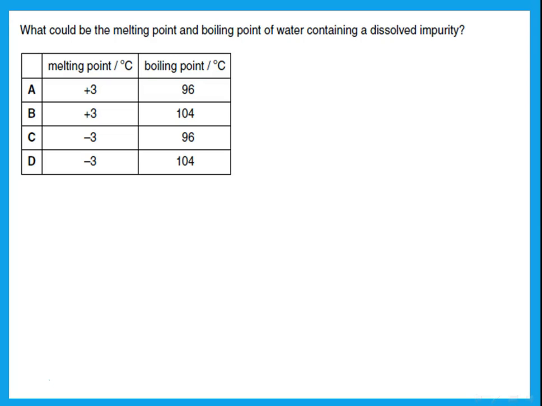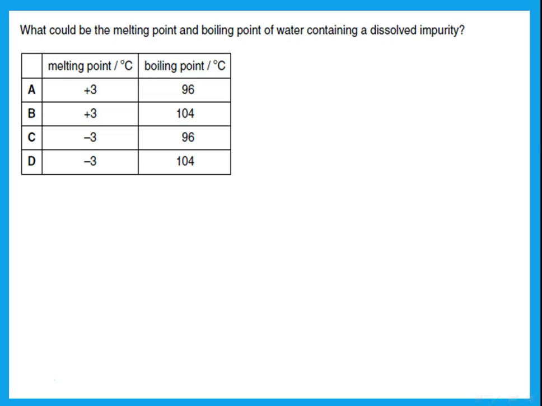Okay, what could be the melting point and boiling point of water containing a dissolved impurity? Remember we said if something is not pure, what happens to the melting point and what happens to the boiling point? Always remember, if something is not pure, the melting point is lower than it should be and the boiling point is higher than it should be. So what is the melting point of water? The melting point of water is 0. So if I dissolve something in the water, the melting point will be slightly less than 0. So my answer is either C or D.